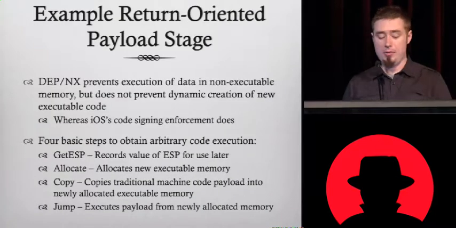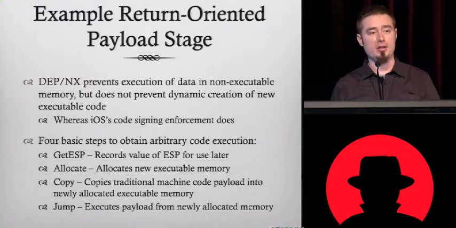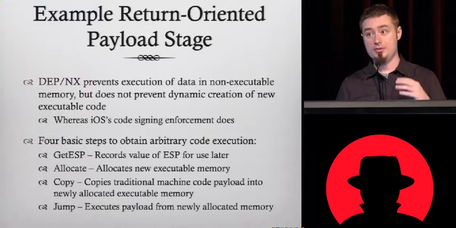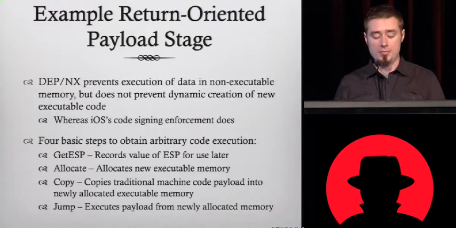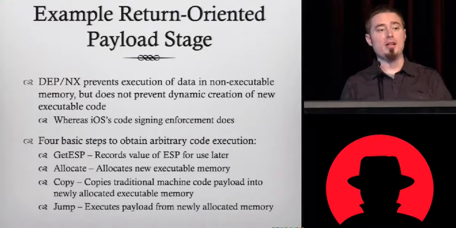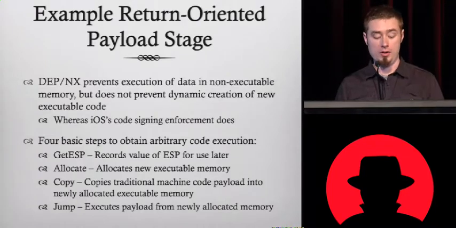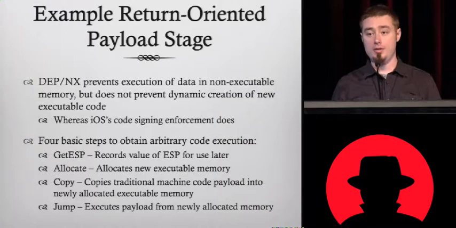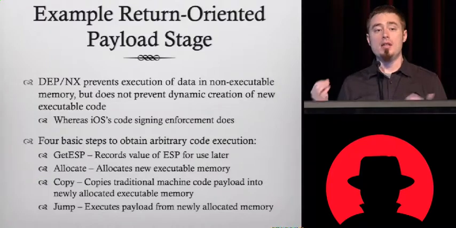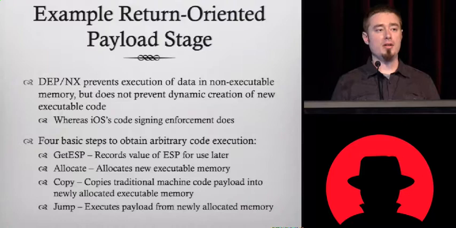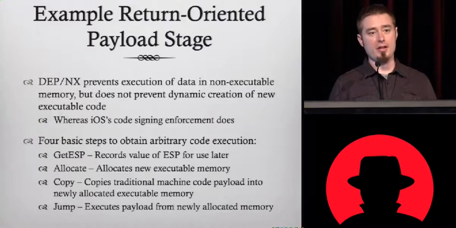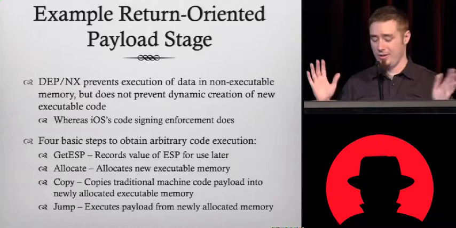So here's an example of just one way, one example stage, that will enable a traditional payload. So yeah, like I said, DEP/NX prevents execution of data, but it doesn't prevent you from making new executable code. If you look at something like Apple's iOS that runs on iPhones and iPads, they actually have a code signing enforcement where you're not allowed to do this. If you try and allocate new executable memory, the kernel will know that that didn't come from a binary that was personally signed by Steve Jobs, so it won't let it run. Whereas on Windows, sure, anything goes.